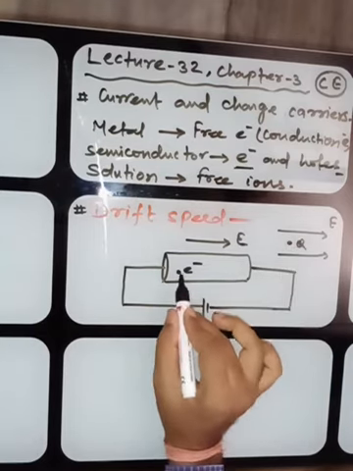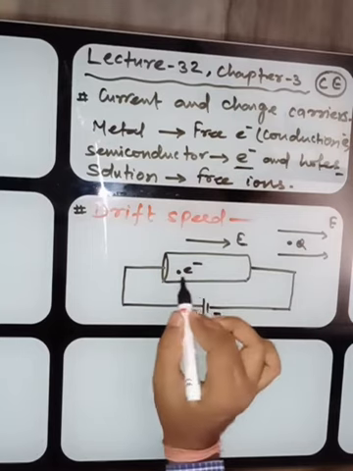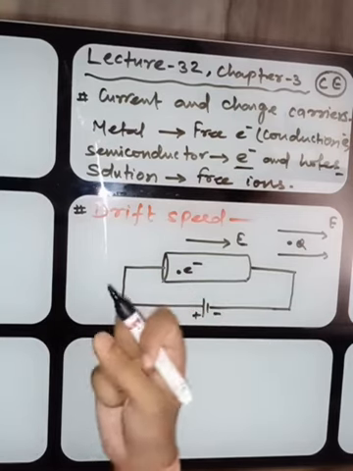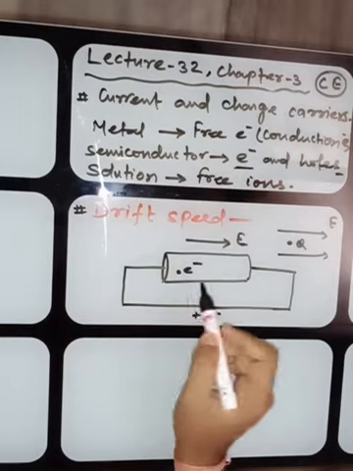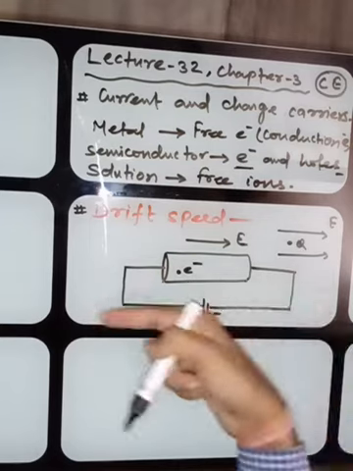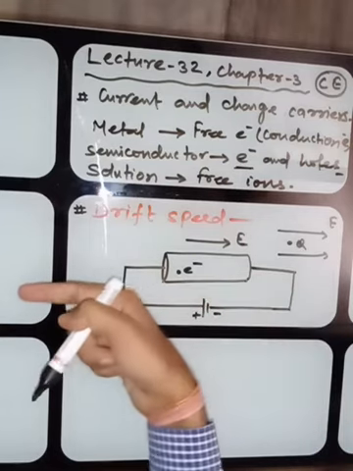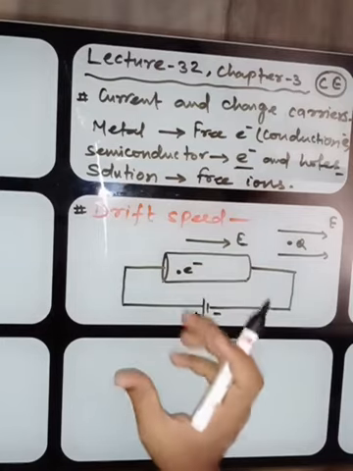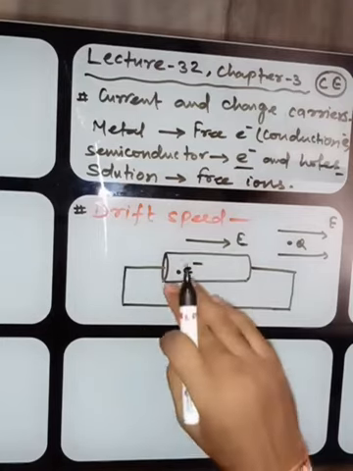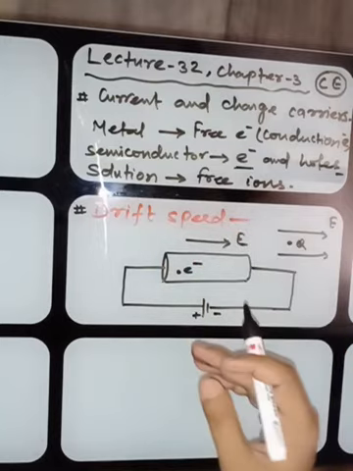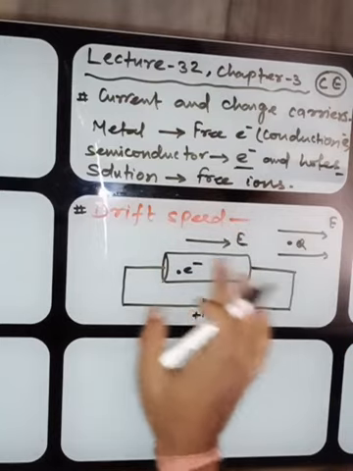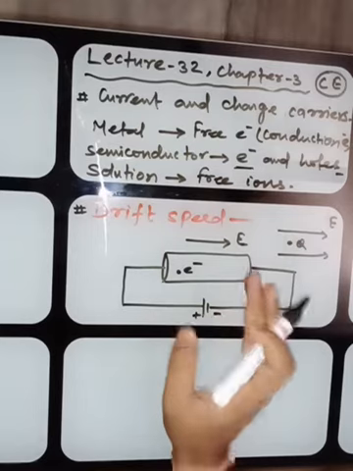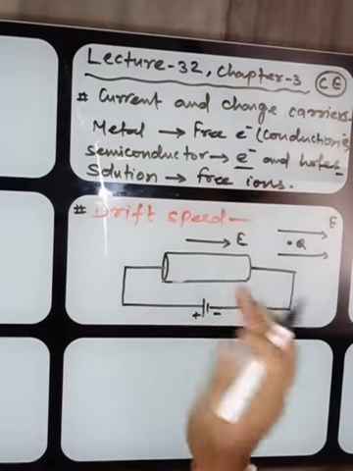Since there are a number of electrons, each electron will start experiencing a force, and due to that force, the electron will move opposite to the electric field. Electrons start moving in this direction. But there are a number of electrons, and the electron collides with the other electrons. Due to that, the direction of motion of the electron changes after each collision.